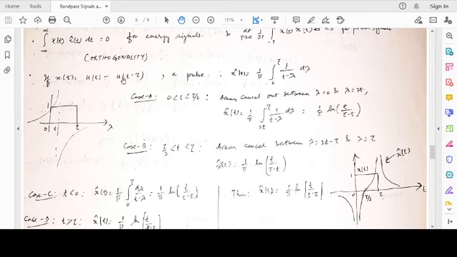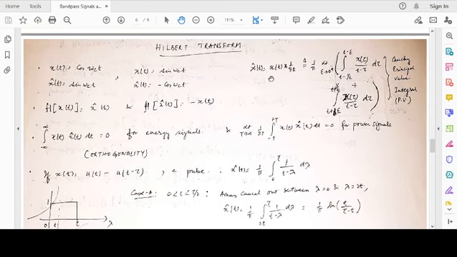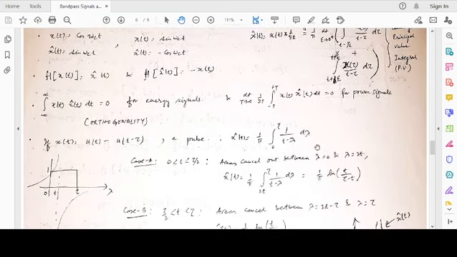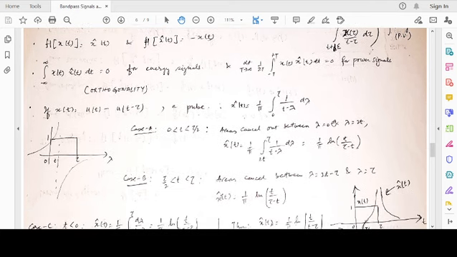So the pulse is expressed as u(t minus tau), a unit pulse. We want to calculate the Hilbert transform, x cap t. Here's an example. We do this integral, 1 by pi. We basically try to do this integral and find out what the result is.